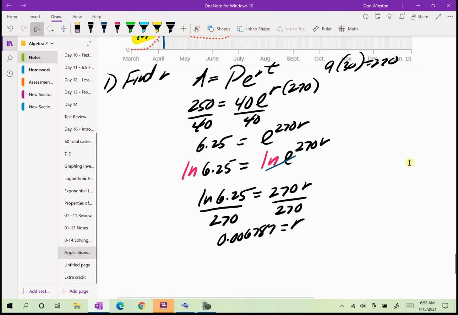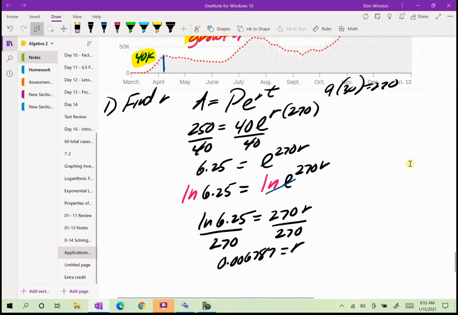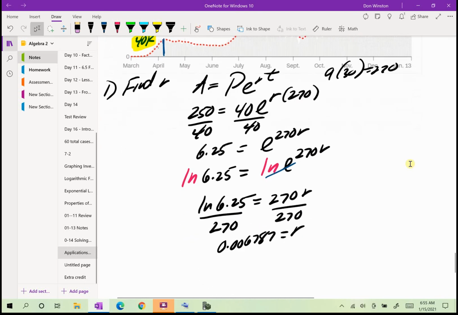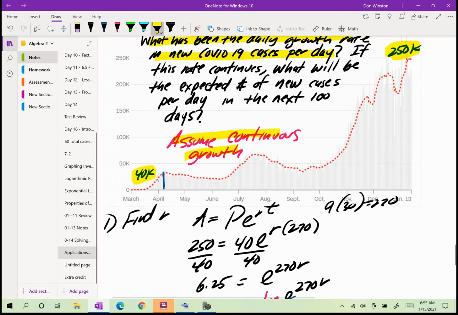Okay, so the growth in the total number of reported daily cases in the U.S. has been a little less than 1%. So my equation then would be A equals P times e raised to 0.006787T. All right, we found R. Sometimes you have to find R first. Now we can answer the second part of this question.